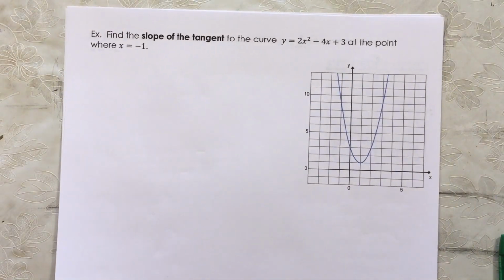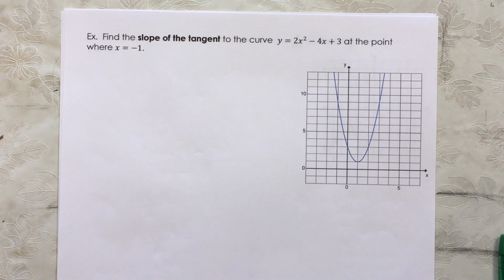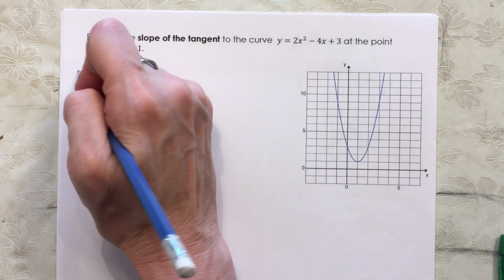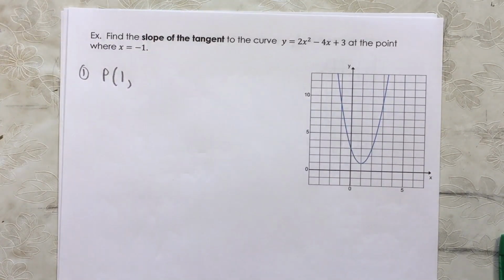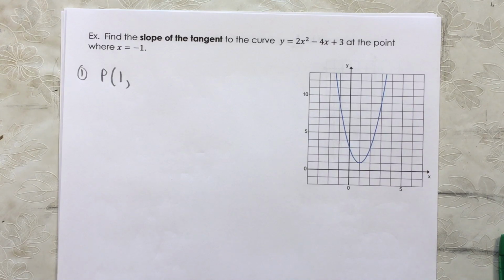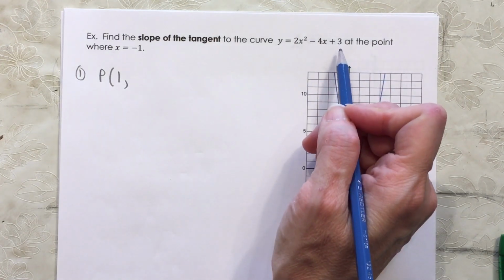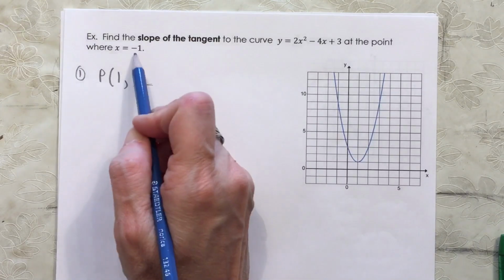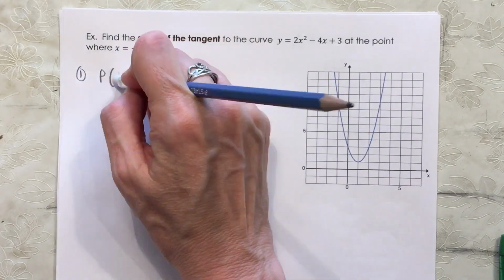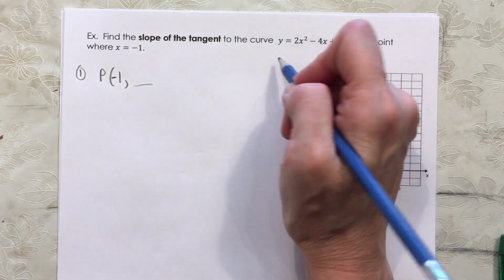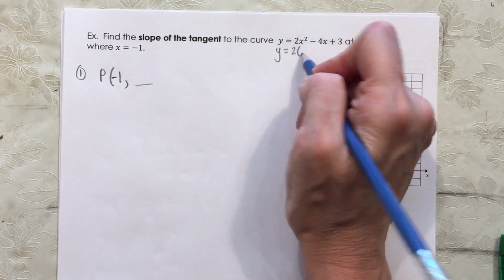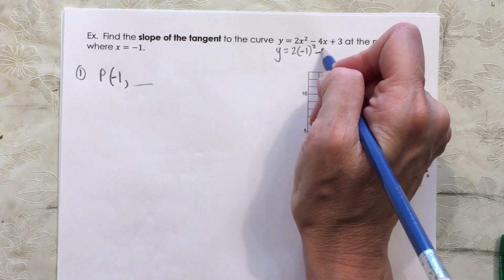Okay, next example. Find the slope of the tangent to the curve y equals 2x squared minus 4x plus 3 at the point where x equals -1. So first of all, in our first step here, it tells us the x value for P, but it doesn't tell us the y value. But it does give us the equation. So if we wanted to know the y value that goes with x being -1, we would sub -1 into our function here. So replace every x with -1.